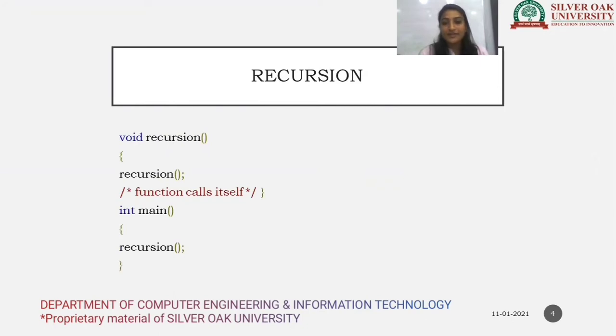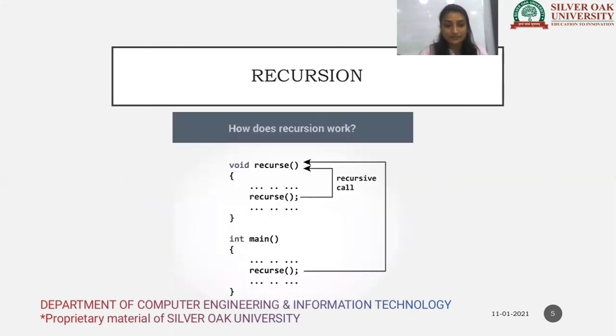As we know, a function is divided into three parts. The first is function declaration, the second is function calling, and the third is function definition. The recursive part is generally declared in the function definition part. So, same as a normal function, we use three parts: we declare the function, we call the function, and we define the function. And in the definition of the function, we will use the recursion.